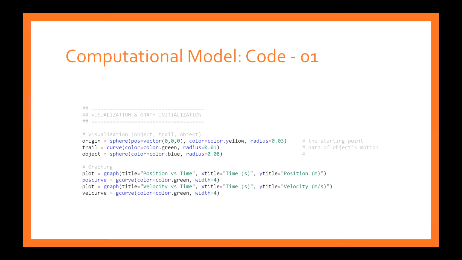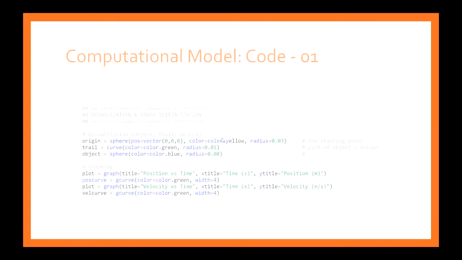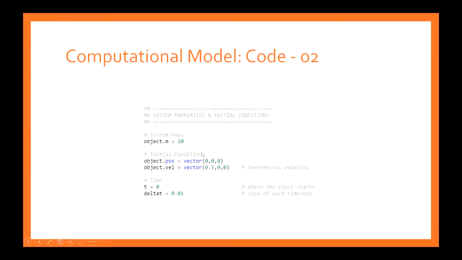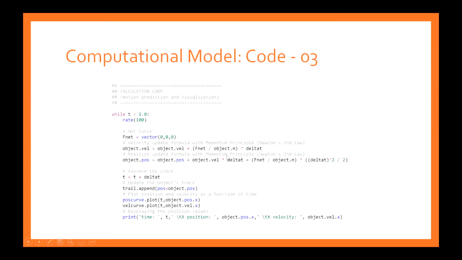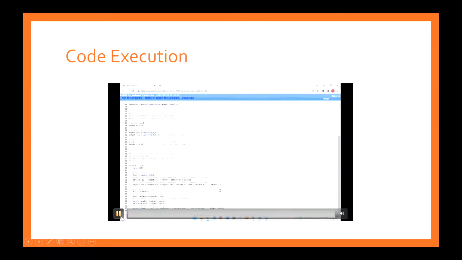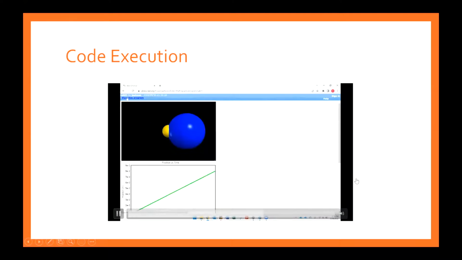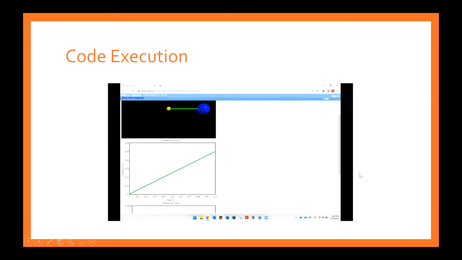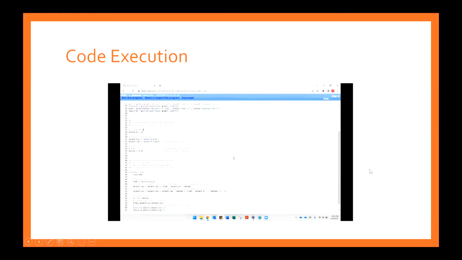In code, for visualization, how we did it was given, and the initial condition, again, position 0 and velocity 0.5 meters per second. Here I applied the formulas for the change in velocity and change in distance based on the momentum principle. Here is the code execution. Constant velocity, uniform motion, perfect.